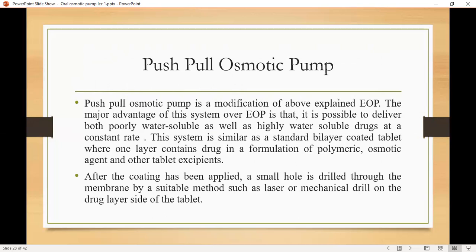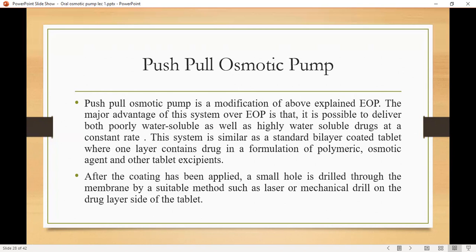In the first lecture we discussed that osmotic pumps, or osmotic drug delivery systems, are a type of drug delivery system in which the drug is released in a controlled fashion from the osmotic pump, and it is due to osmosis or osmotic pressure. We had an idea in the previous lecture of what osmosis is and how it releases the drugs from the system. The second type of osmotic pump is the push-pull osmotic pump.